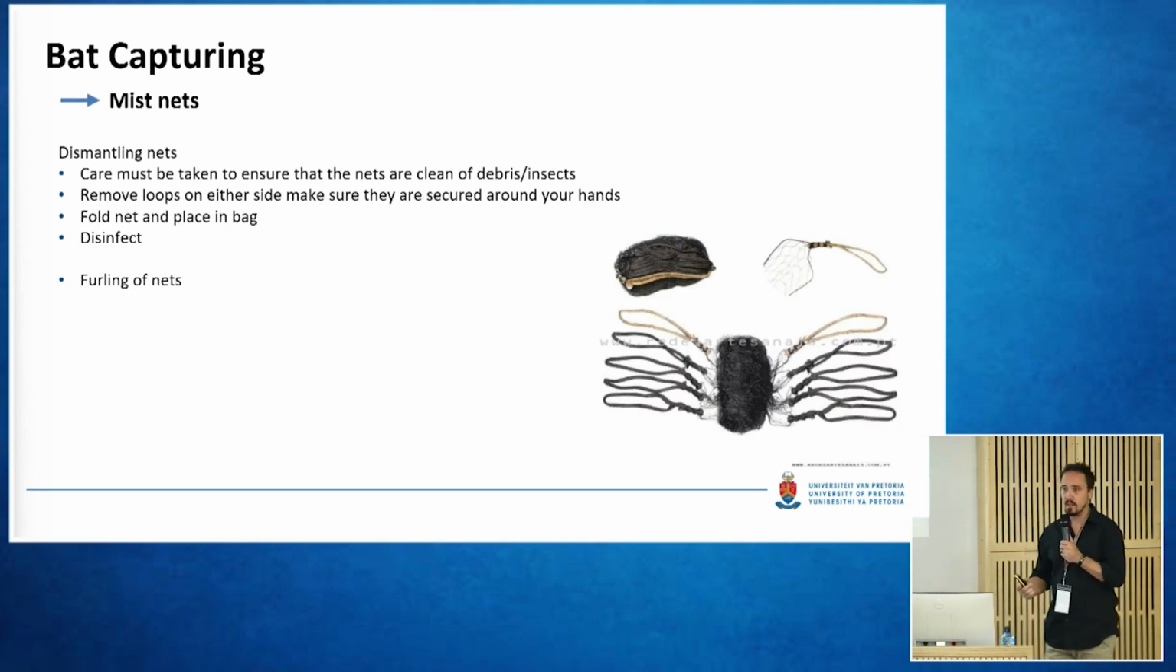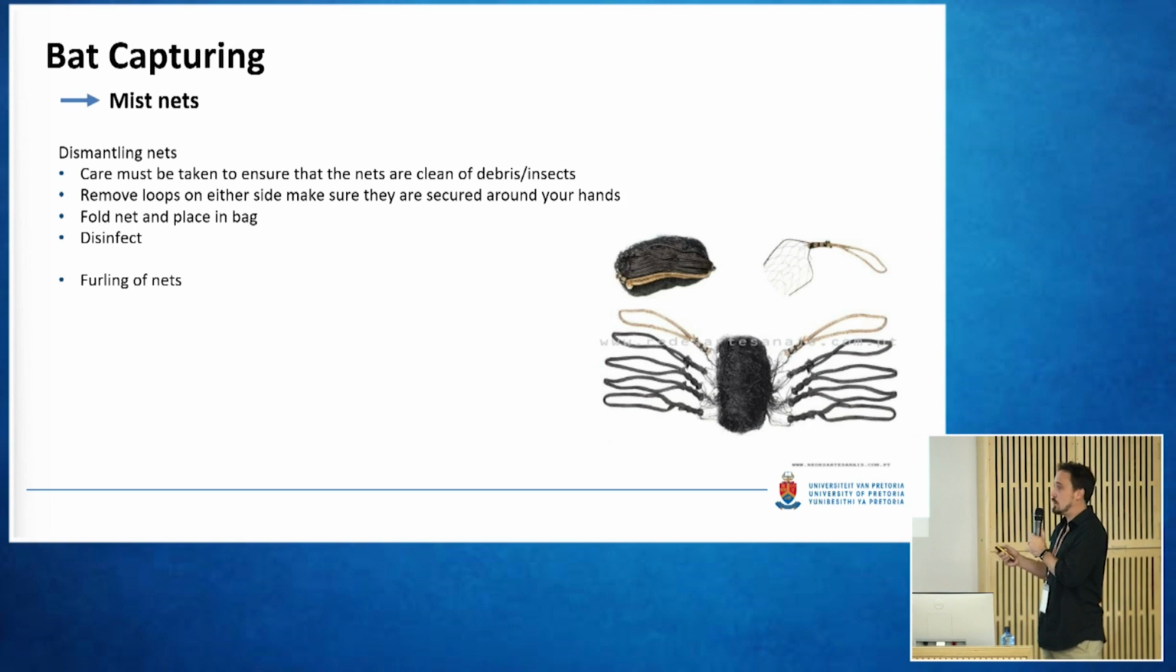Then, dismantling nets. Mist nets are not as finicky as people think. It looks like a very delicate little thing, but you can handle them properly. The most important thing when you take down the nets is to remove all debris. This includes insects, leaves, all those things, because otherwise it's going to be a nightmare when you put it up again. When you take it down, put your fingers through the loops on the side.